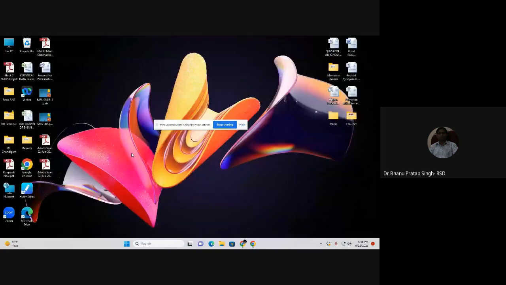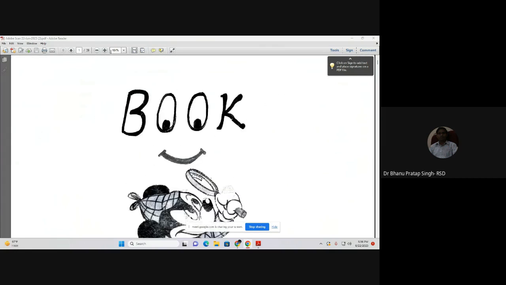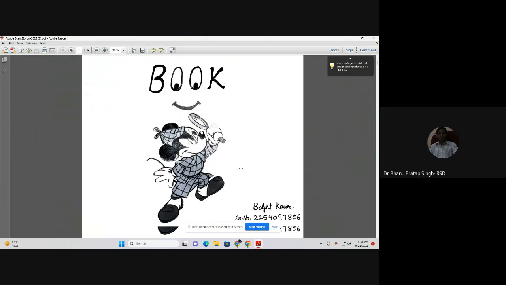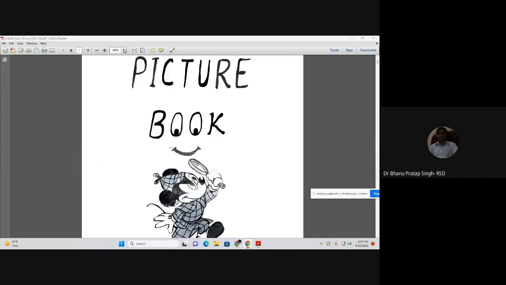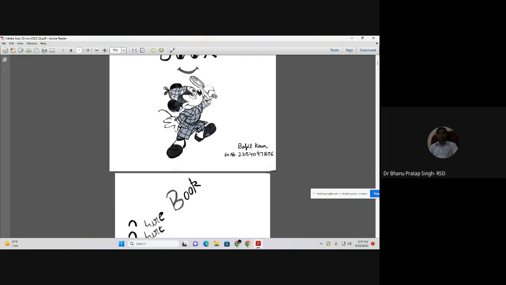One of the teachers has prepared a picture book. I am showing it, 100%. Is it visible? This is the picture book prepared by the student teacher.